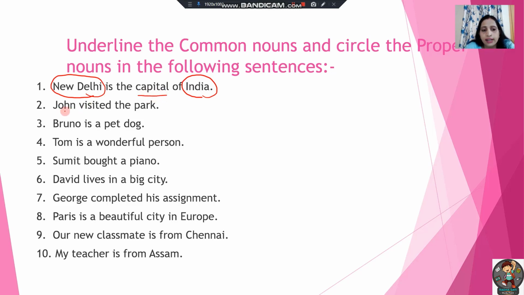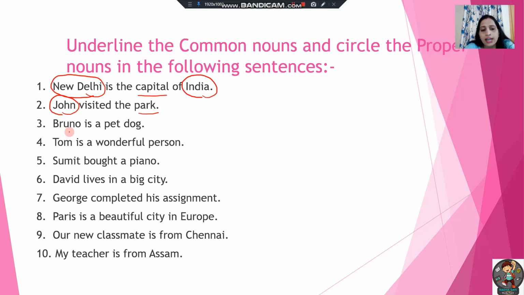Now in the next sentence, it is John visited the park. So here we are talking about a particular person, John, who visited the park. So that's why John will be our special name or proper noun. It is the special name given to a person. We will circle it. And park will be a common noun, and we will underline this.